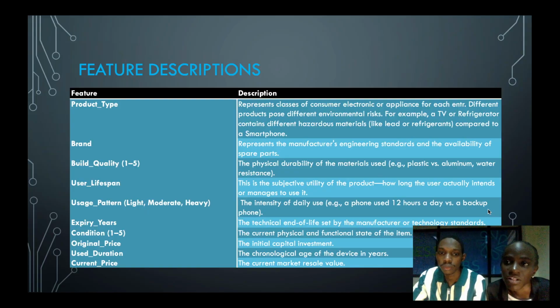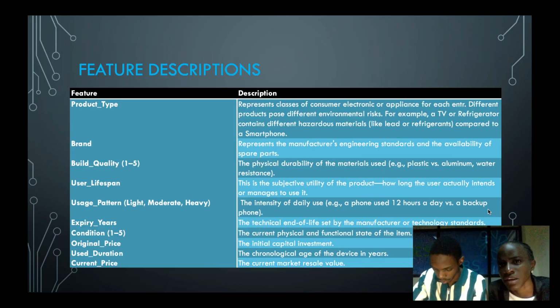For example, I'll give the brand, a clear brand will come out when I use cars. For example, with cars, we have Toyota, we have Benz, we have Mitsubishi, etc. Then we come to build quality. What is the quality of the materials used to make these devices? So we have from 1 to 5, with 5 being the best and 1 being low quality.